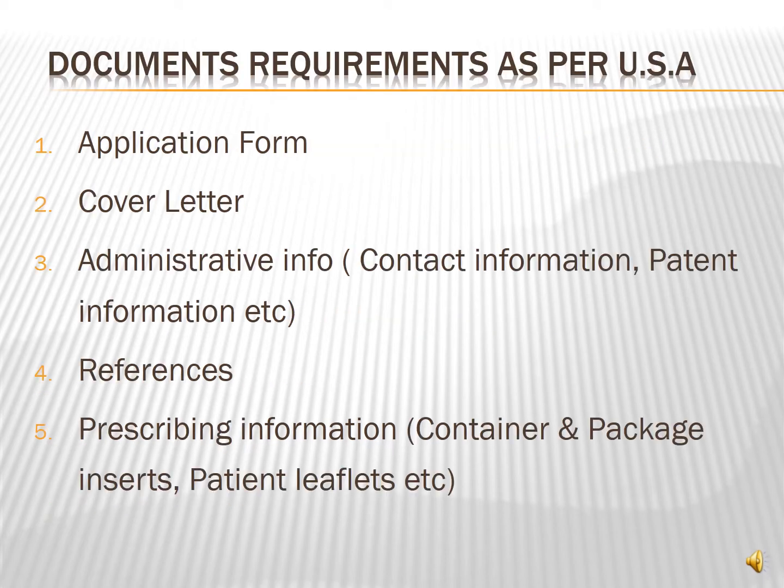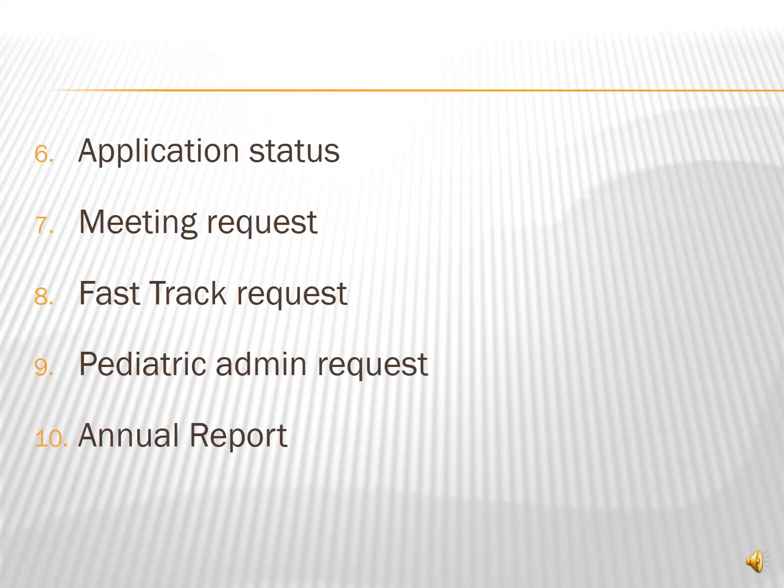For the United States of America, the documents required are 1. Application form. 2. Cover letter. 3. Administrative information, such as the contact information and the patent information. 4. References. 5. Prescribing information, such as the container and package inserts and the patient leaflets. 6. Application status. 7. Meeting request. 8. Fast track request. 9. Pediatric admin request. 10. Annual report.